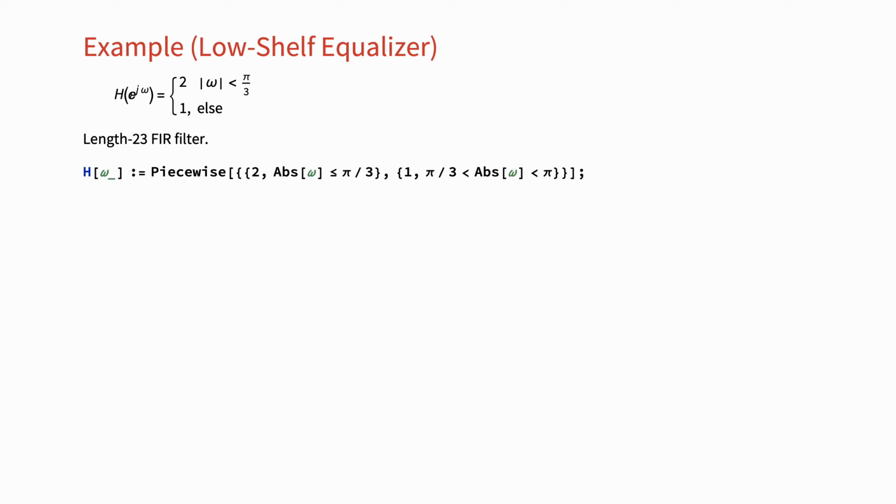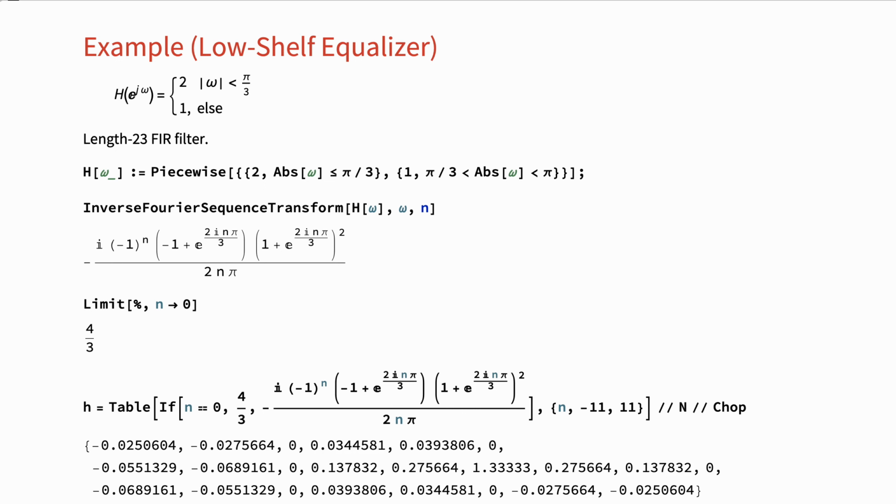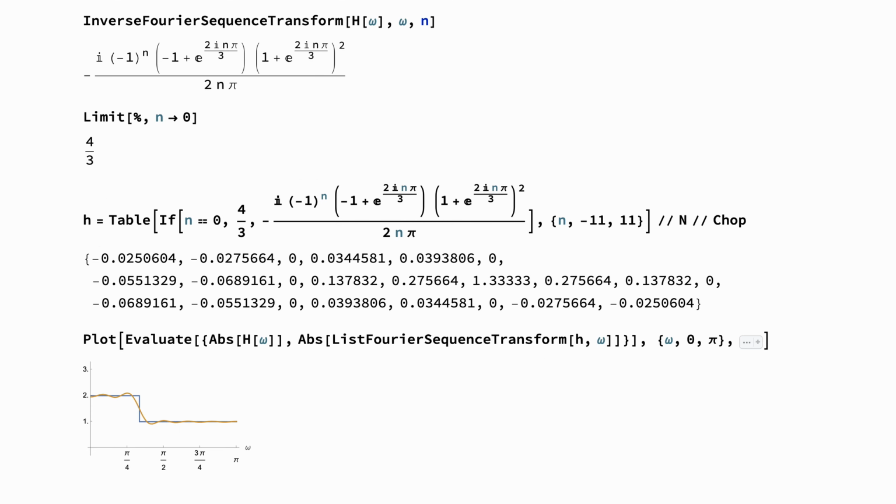With the given frequency response, the unit sample response of the prototype filter will be as shown here. Note that we have 2 pi here, and so for the value of the impulse response at n equal to 0, we can take the limit of the expression. Next, we truncate this unit sample response with a window from minus 11 to 11. And this will give us a filter with magnitude spectrum shown here. As you can see, it nicely approximates the low shelf equalizer.